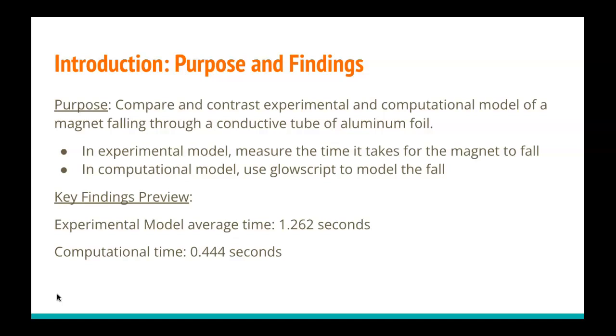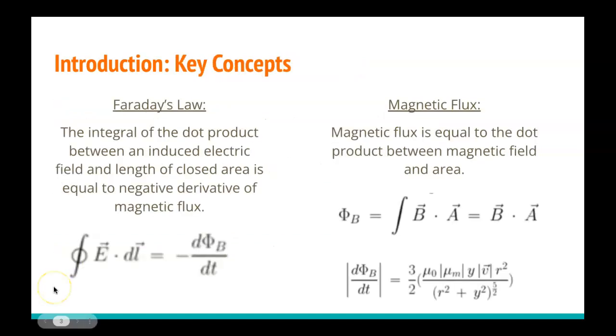Some key findings of the experiment were that the experimental average time for the magnet to fall through the tube was 1.262 seconds, and the computational time from the model was 0.44 seconds. Now let's get into the key concepts.